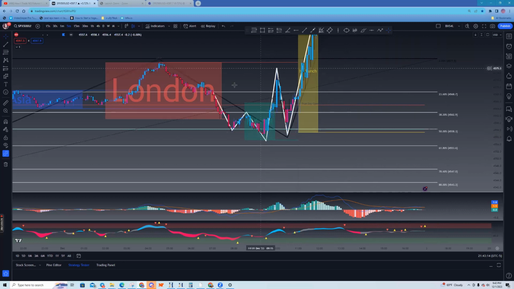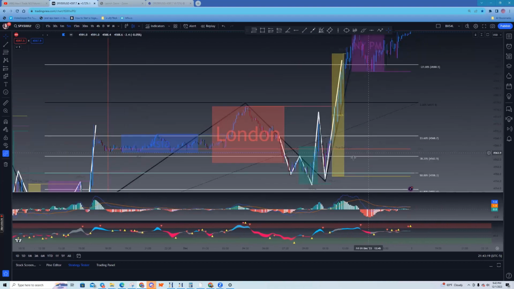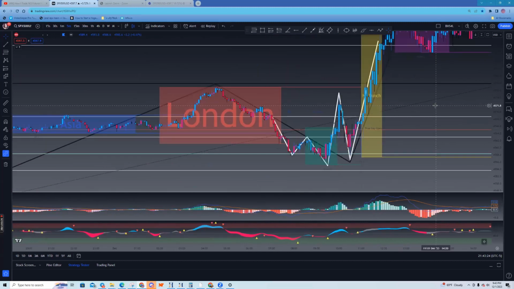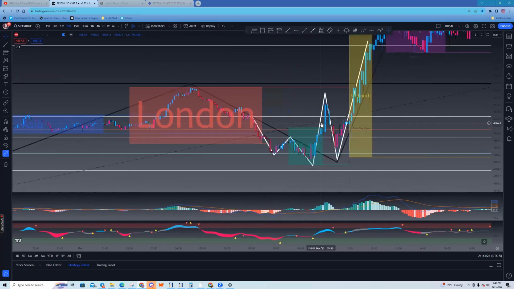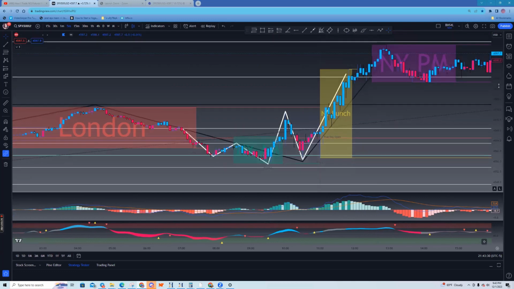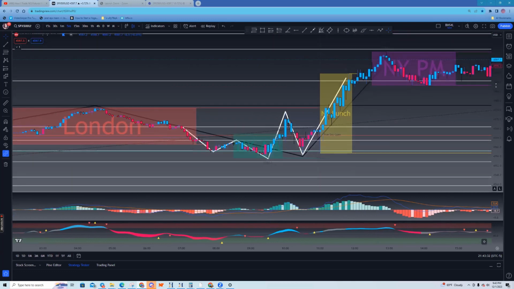It actually respected this level after it broke this structure. It respected it, which is really good. S&P, the reason why I like it is because the price action is always super clean for me. So it's all in what you're comfortable with.